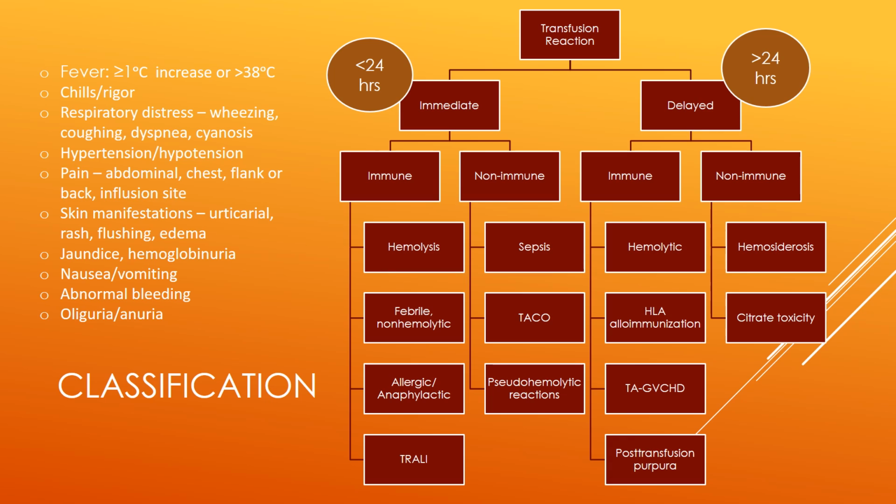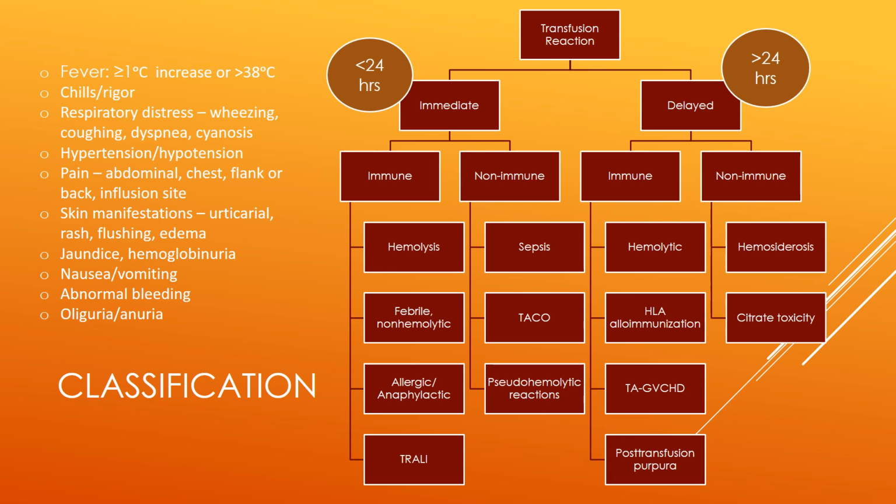And then we further break down whether it's immediate or delayed into whether it's immune or non-immune. When we're talking about immune, we're saying that there's some antibody-antigen reaction that is actually causing the reaction, as opposed to non-immune, where the patient is having a reaction that's causing some symptoms, but it is not related to an antibody-antigen reaction associated with the red blood cells. So again, we can further break it down. We basically have four types: an immune immediate, a non-immune immediate, an immune delayed, and a non-immune delayed.